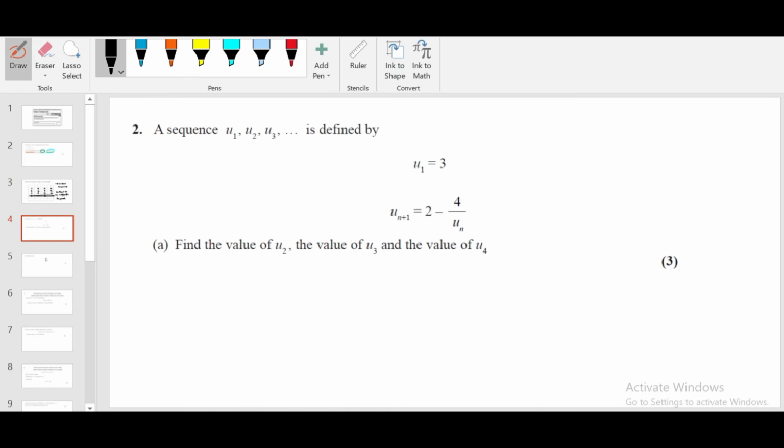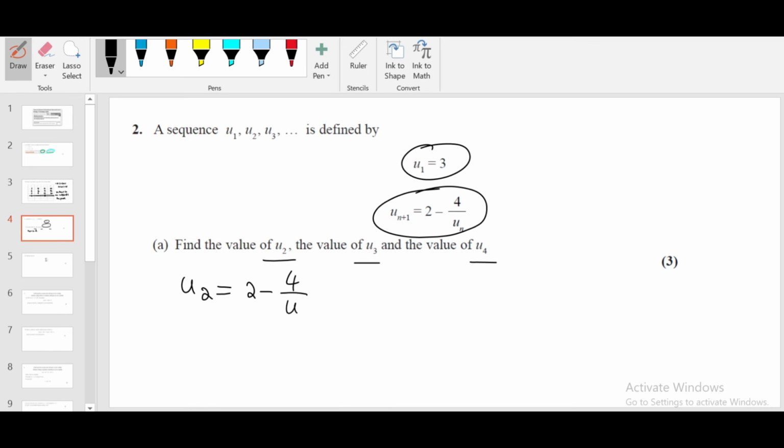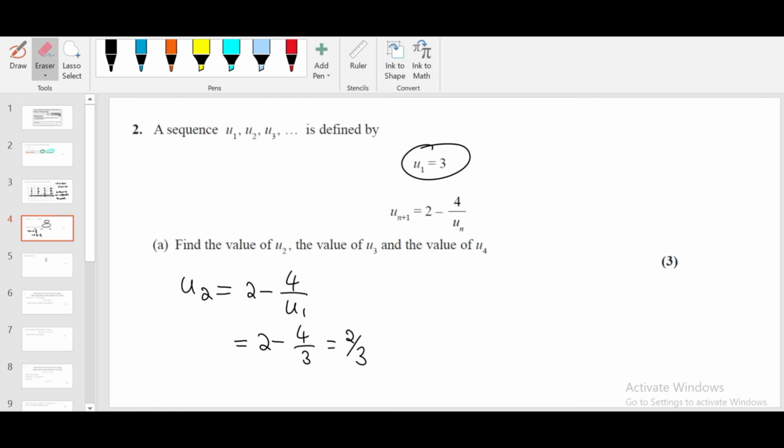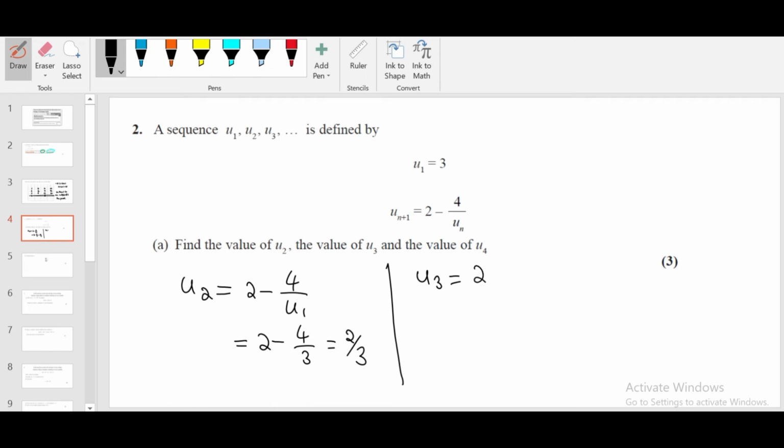We are going to move on to question number 2 now. Recurrence relation. You have a recurrence relation given, and the initial value given. They want you to find U2, U3 and U4. If you write the recurrence relation for U2, it's going to be 2 minus 4 over U1. Sub in the value of U1 here, 2 minus 4 over 3, which is 6 minus 4, 2 over 3. And then write the recurrence relation for U3. U3 is equal to 2 minus 4 over U2.